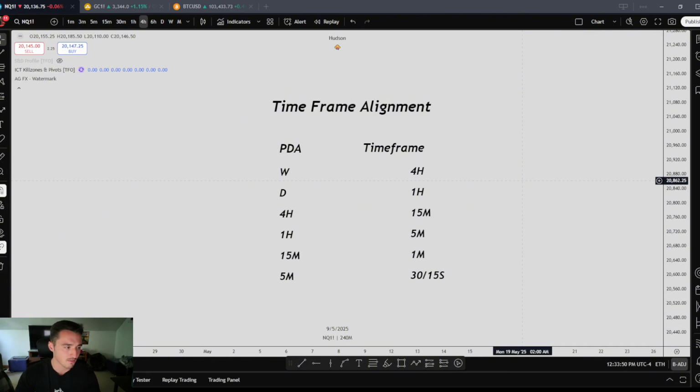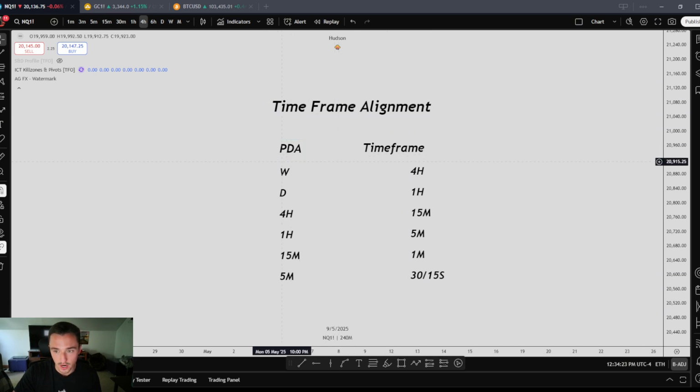Now, in my last video, I did say I was going to do draw on liquidity next, but I think time frame alignment comes before draw on liquidity, so we're going to go over that, and then in a few videos it will be draw on liquidity, how to understand and find where the market wants to go. But first, you have to understand, after we hit a PD array like a fair value gap or an old high or low, what time frame to go down to find the draw on liquidity.